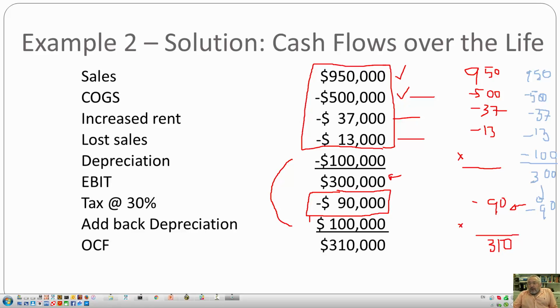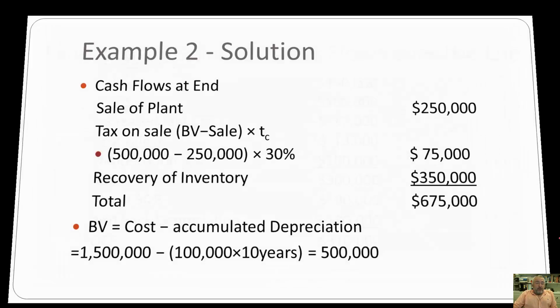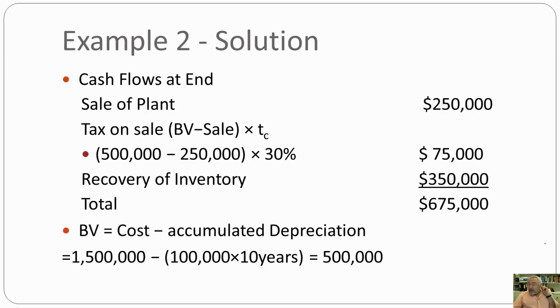So now let's look at the cash flows at the end. At the end, remember, we're going to sell the plant at $250,000. Now, when we come around to selling it, remember what our depreciation was. Our depreciation was $100,000 a year. We were going to depreciate it over 15 years. However, we sell the plant 10 years in. So we've only depreciated it down by $1 million. So at the time we sell it, it's got a book value in our records, or rather in the tax version of our records, of $500,000.